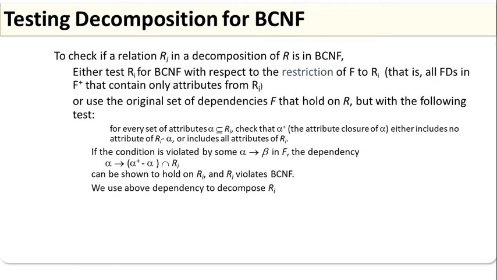Then to check if the relation Ri in a decomposition of R is in BCNF, either test Ri for BCNF with respect to the restriction of F to Ri, that is, F plus that contains only attributes from Ri. Okay.